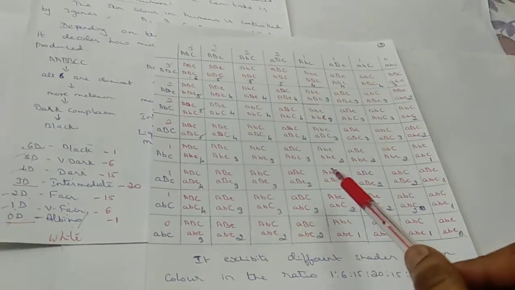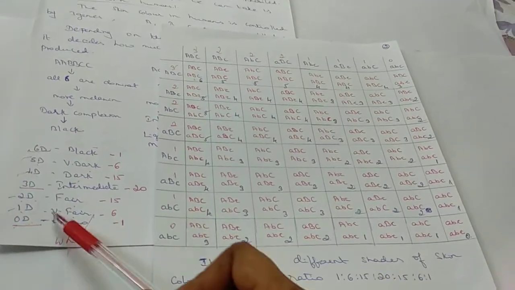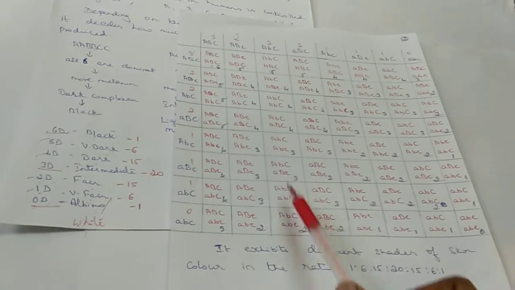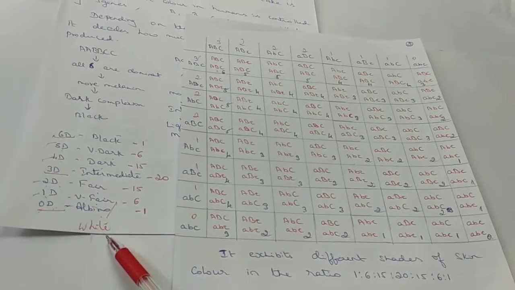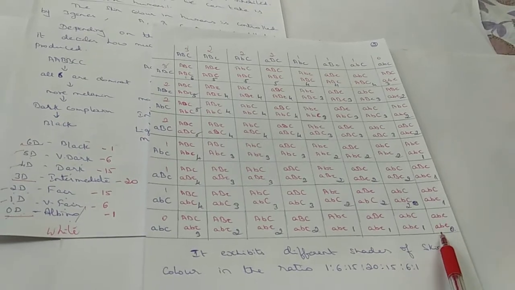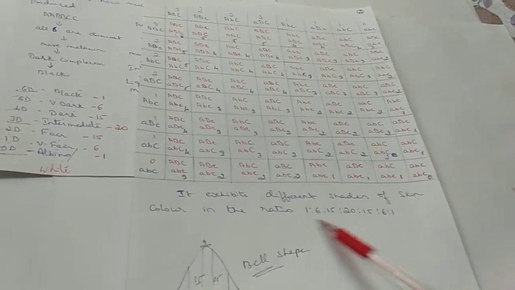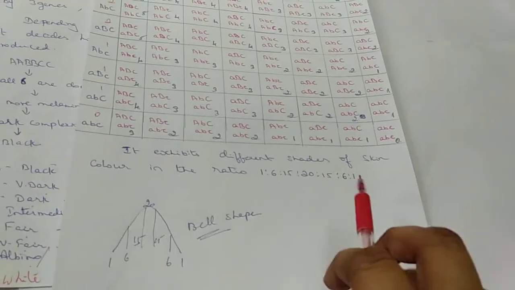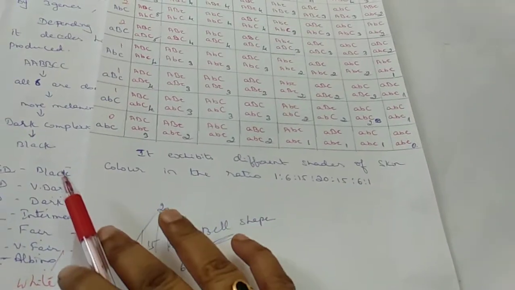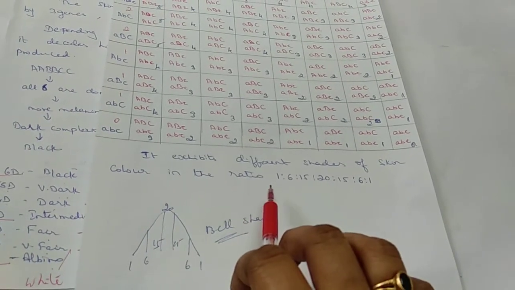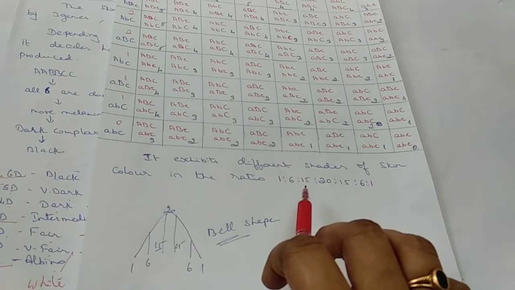Then coming to intermediate, the 3 dominant: count the number of 3s, you are going to get 20. Count the number of 2 dominants, you get 15. Count the number of 1 dominant, you get 6. And the white or albino, that is 0 dominant, there is only 1. So this is the ratio you get. It exhibits different shades of skin coloration from black to white in the ratio of 1:6:15:20:15:6:1.